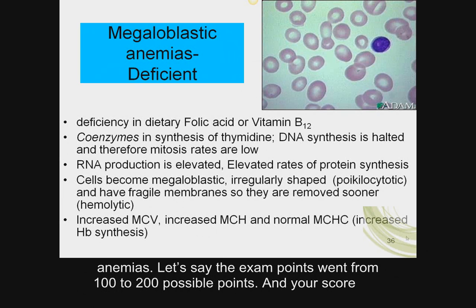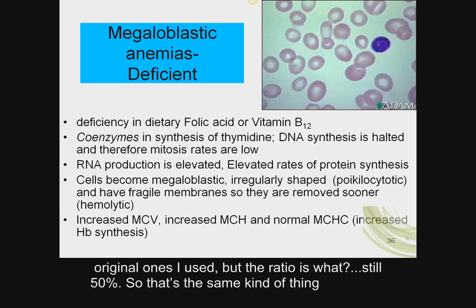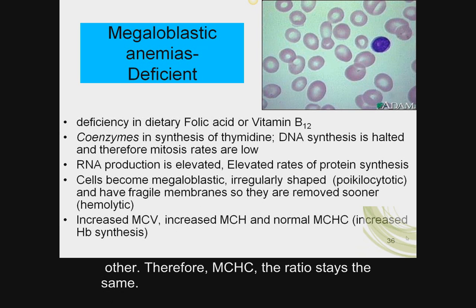Well, now let's talk about megaloblastic anemias. Let's say the exam points went from 100 to 200 possible points, and your score went up from 50 to 100. Now you have 100 divided by 200. These are both bigger numbers than the original ones I used, but the ratio is what? Still 50%. So that's the same kind of thing that we see with megaloblastic anemia. The MCH and MCV both go up, but proportional to each other. Therefore, MCHC, the ratio, stays the same.